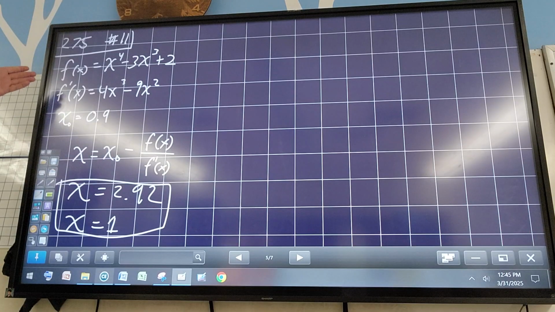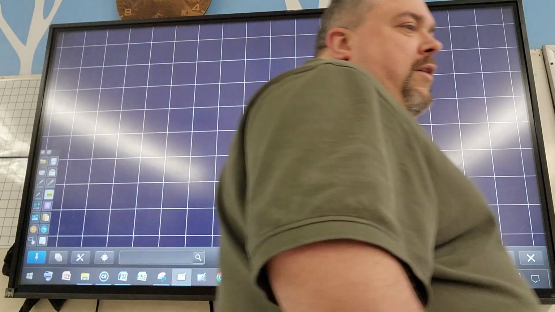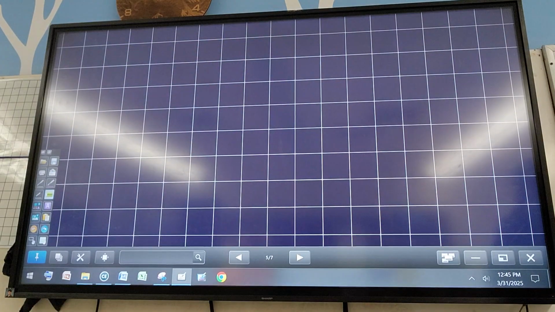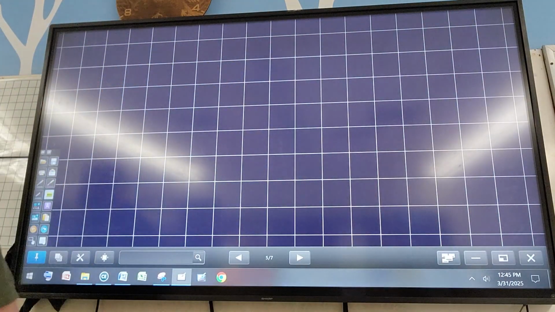But no, this didn't find the critical points for this. We found the zeros. You found the zeros for this function, which is not what we're talking about. Sorry, this is an invalid problem because I misunderstood what you were doing. It's valid for Newton's method, but not for what the directions said for that problem. I'm really good at reading directions.